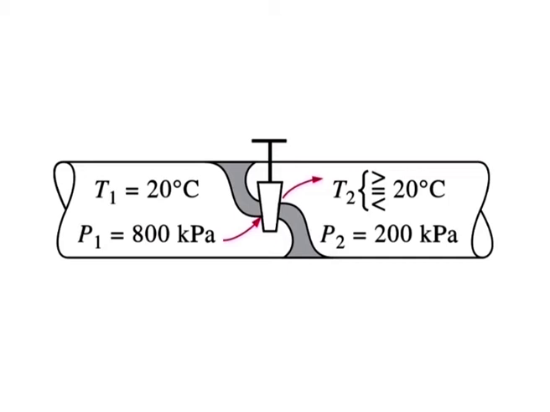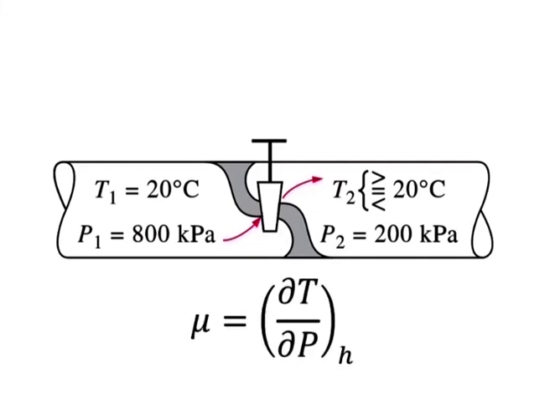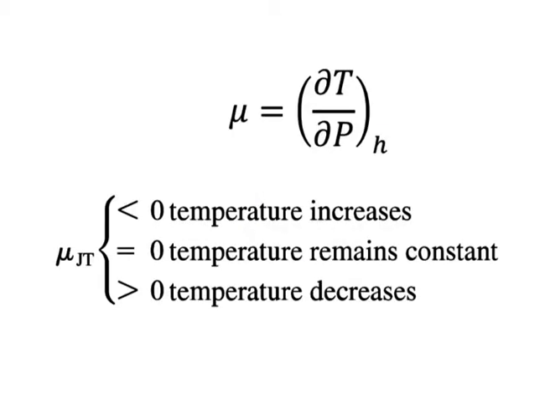The temperature behavior of a fluid during a throttling process is described by the Joule-Thomson coefficient, defined as mu is equal to the partial derivative of T with respect to P, keeping H constant. The Joule-Thomson coefficient is a measure of the change in temperature with pressure during a constant enthalpy process. Notice that if the Joule-Thomson coefficient is less than 0, temperature increases. If it is equal to 0, temperature remains constant. If it is greater than 0, temperature decreases during a throttling process.